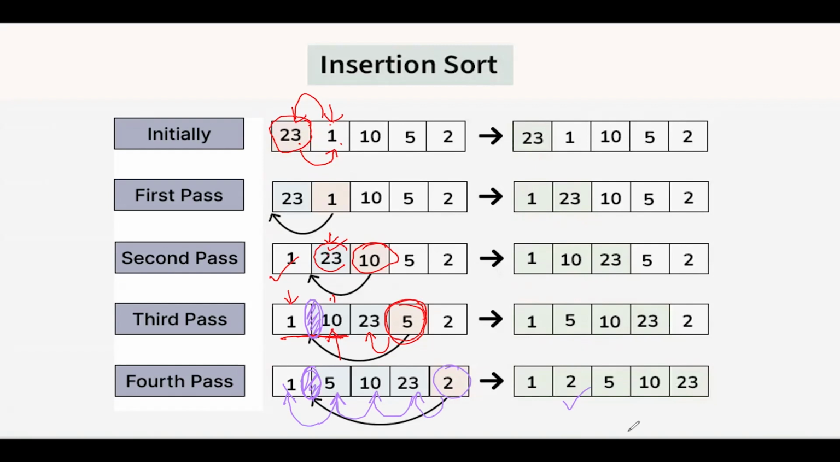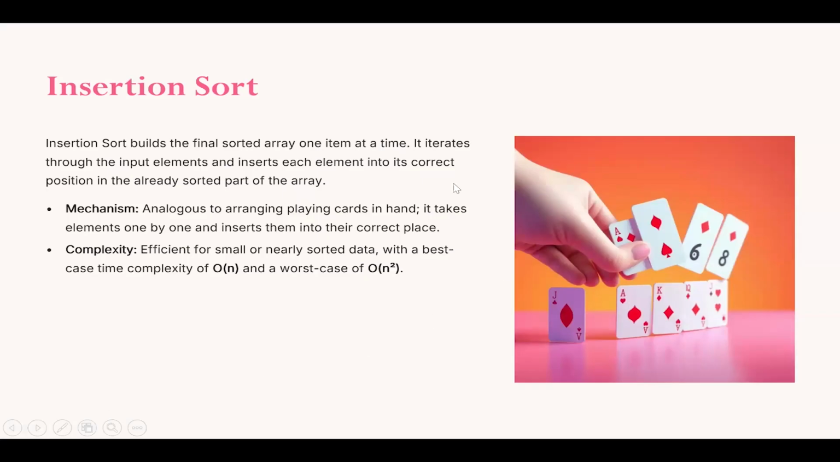Now, bubble sort, selection sort, and insertion sort, they are entirely different in their working. Okay, as the name says, here we are finding the position and inserting it, just like how we do while we are playing cards. The insertion sort builds the final sorted array one item at a time. It iterates through the input elements and inserts each element into its correct position in the already sorted part of the array.